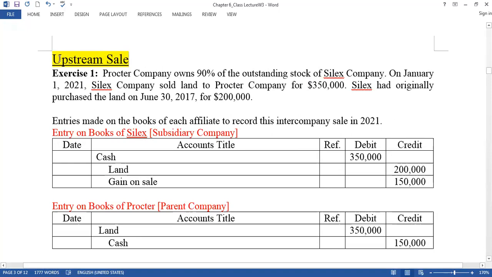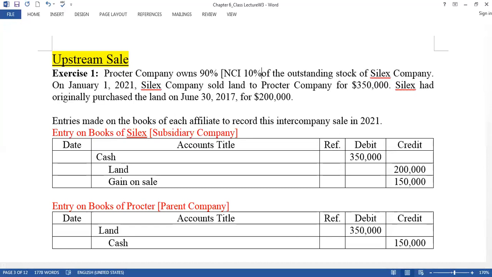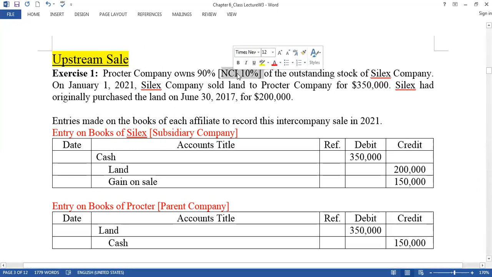So you have to remember that if it is upstream sales, immediately we have to think about NCI. But if it is downstream sales, we need not think about the NCI. Clear? Because upstream sales means profit goes from subsidiary to parent, right? But the parent cannot record it 100% because they own only 90%. So you learned this from the previous chapter. So here it is important to establish NCI because it is upstream sales.